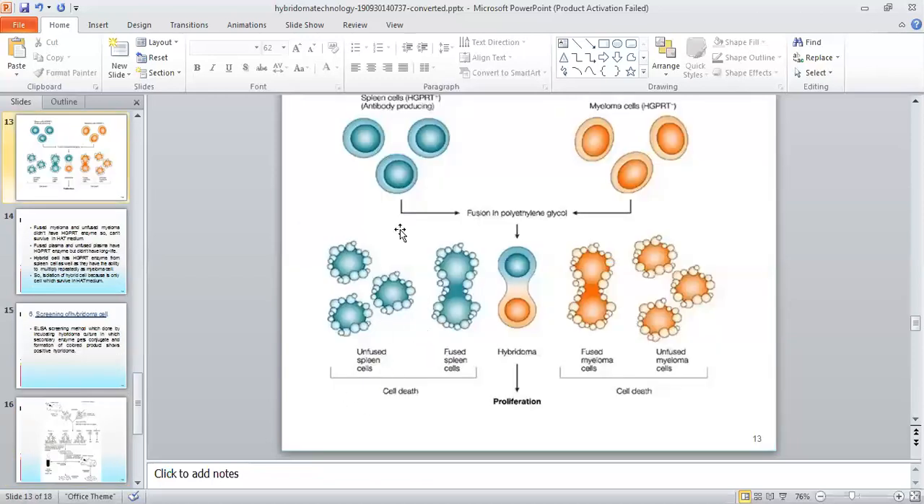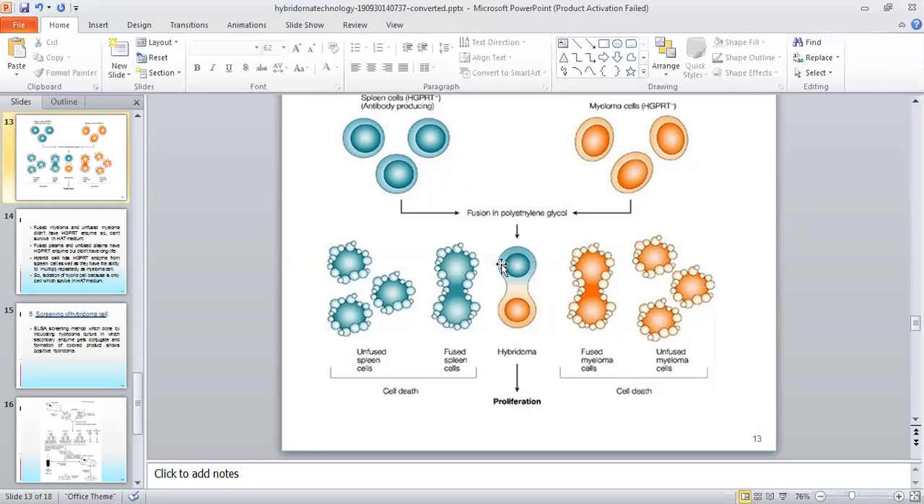In the next step, it is a plasma cell and a myeloma cell. When we add this polyethylene glycol media, or use the electroporation method, the cells are fused. They produce 5 different types of cell. That is the unfused plasma cell. Fused plasma cell means 2 plasma cells are fused to each other.